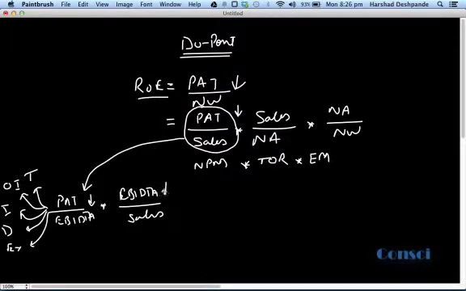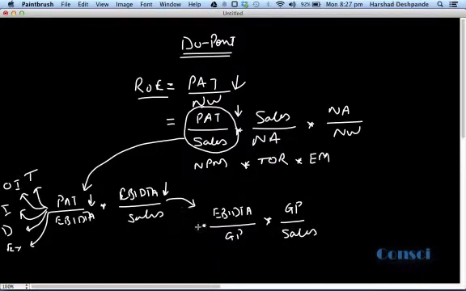Now let us look at the other ratio, which is EBITDA upon sales. To look at this ratio, we further divide this ratio into two other ratios. So one of them is EBITDA upon gross profit into gross profit upon sales. Now if this ratio has gone down, there could be two factors. One is selling and marketing expenses have gone up, or general and administration expenses have gone up.